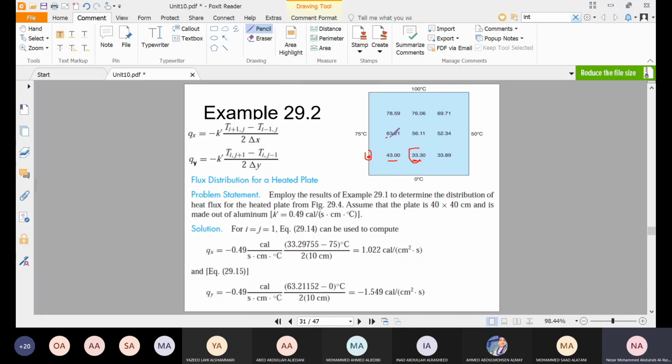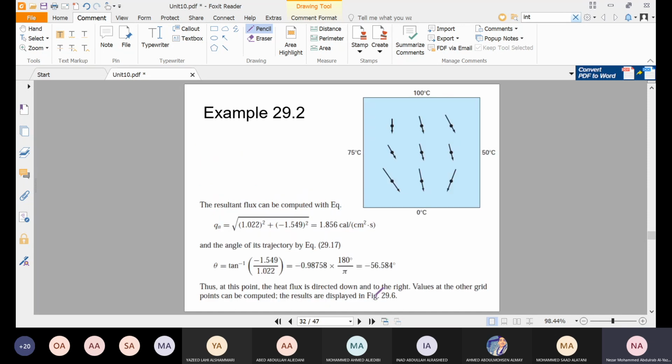So here we have the value, we have 1, 2, and 1, 0. So 1, 2 is 63.21 minus here the value is 0. So this is 63.21 minus 0 over 2 delta y. So this is the value here of the q y. After that, we compute the value of the flux, and then the angle of tangent, and this is the angle of tangent. So this will go in this direction.